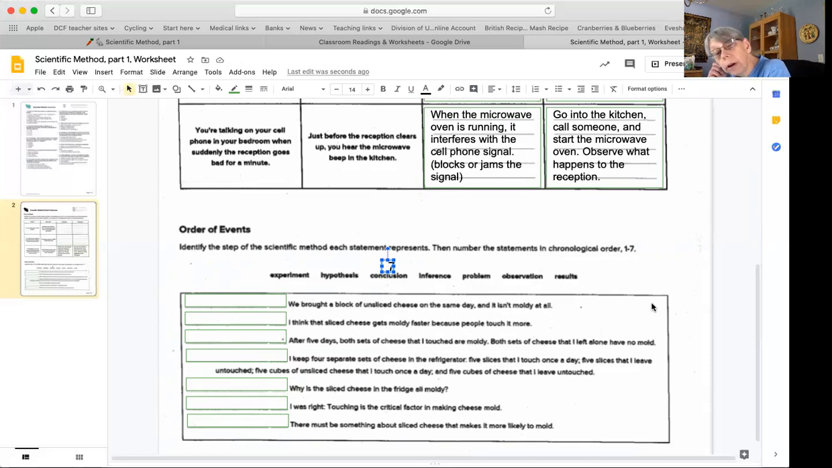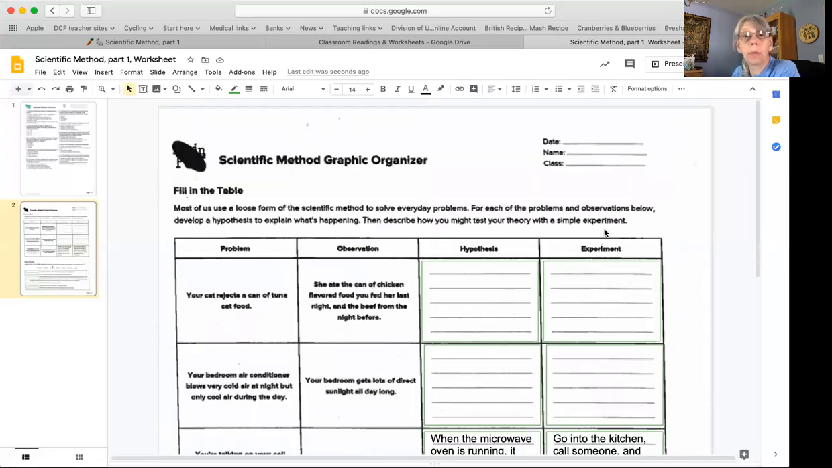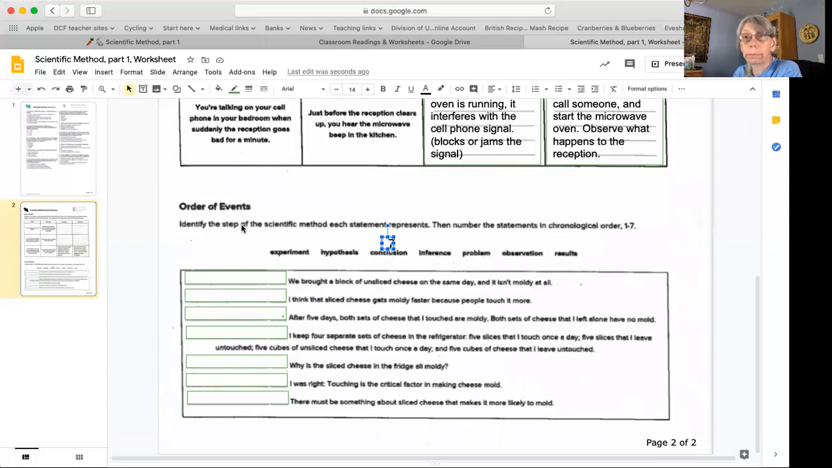Where do you think you start? Well, let's look up here. You're talking on your cell phone when the reception goes out. Is that an experiment? Is it a hypothesis? Well, no, because we've got hypothesis and experiment there. It says right here, it's your problem. So guess what? Problem's number 1.